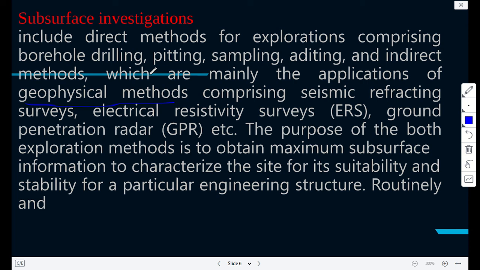Also, the geophysical methods are useful because, one, they are cheap, relatively cheaper.